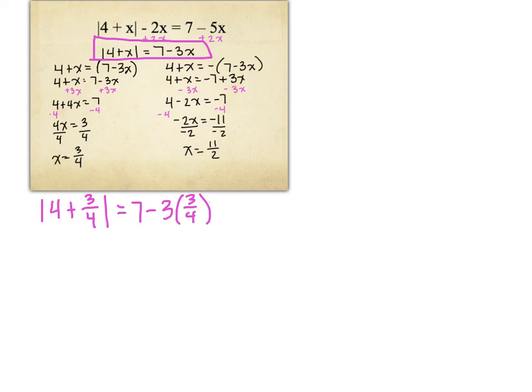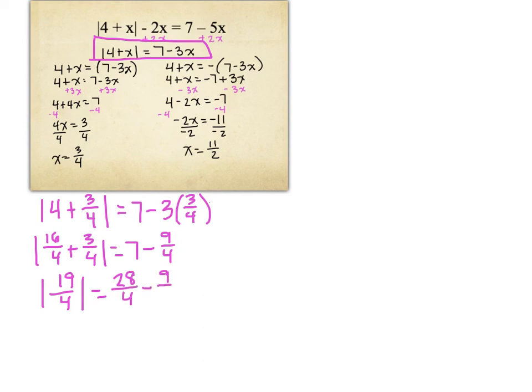So here I need to make common denominators. So it becomes the absolute value of 16 over 4 plus 3/4 equals 7 minus 9/4. So I get 19/4 absolute value equals 28 over 4 minus 9/4. And I get 19/4 equals 19/4. So that is a solution.